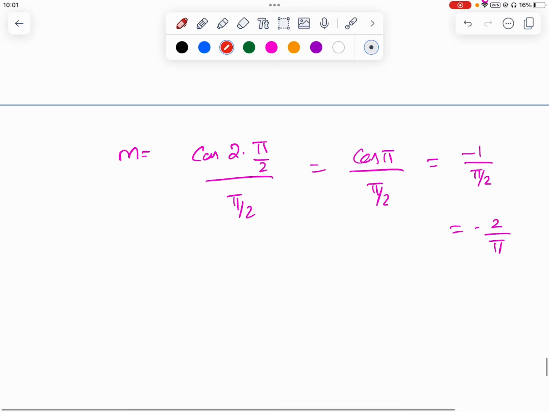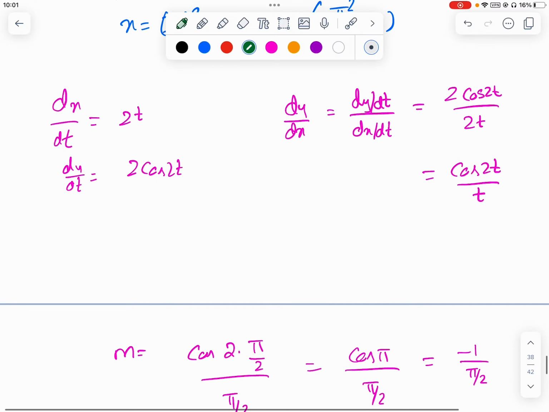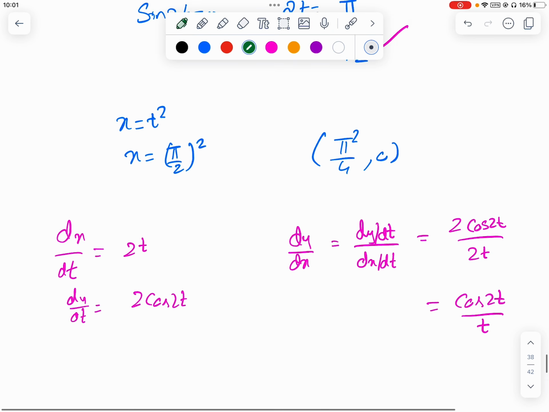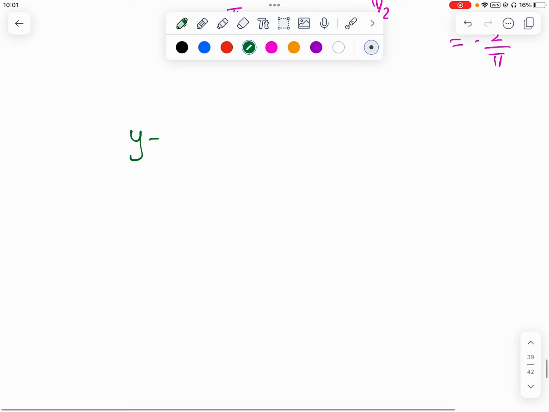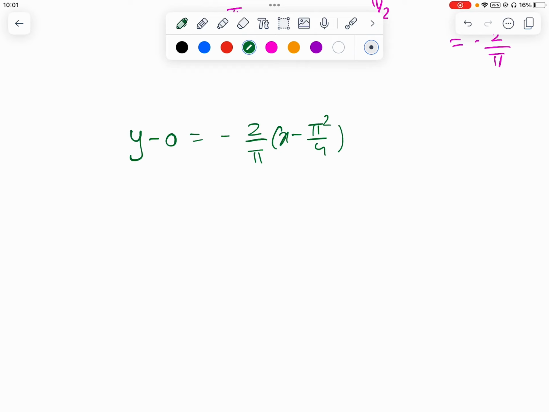Now we have to know the values of x and y. What were x and y? We got it earlier: pi squared/4, 0. So y minus y1 equals m times (x minus x1). So pi y equals minus 2x plus 2 pi squared/4. So 2 pi y plus 4x equals pi squared. This is going to be the equation.